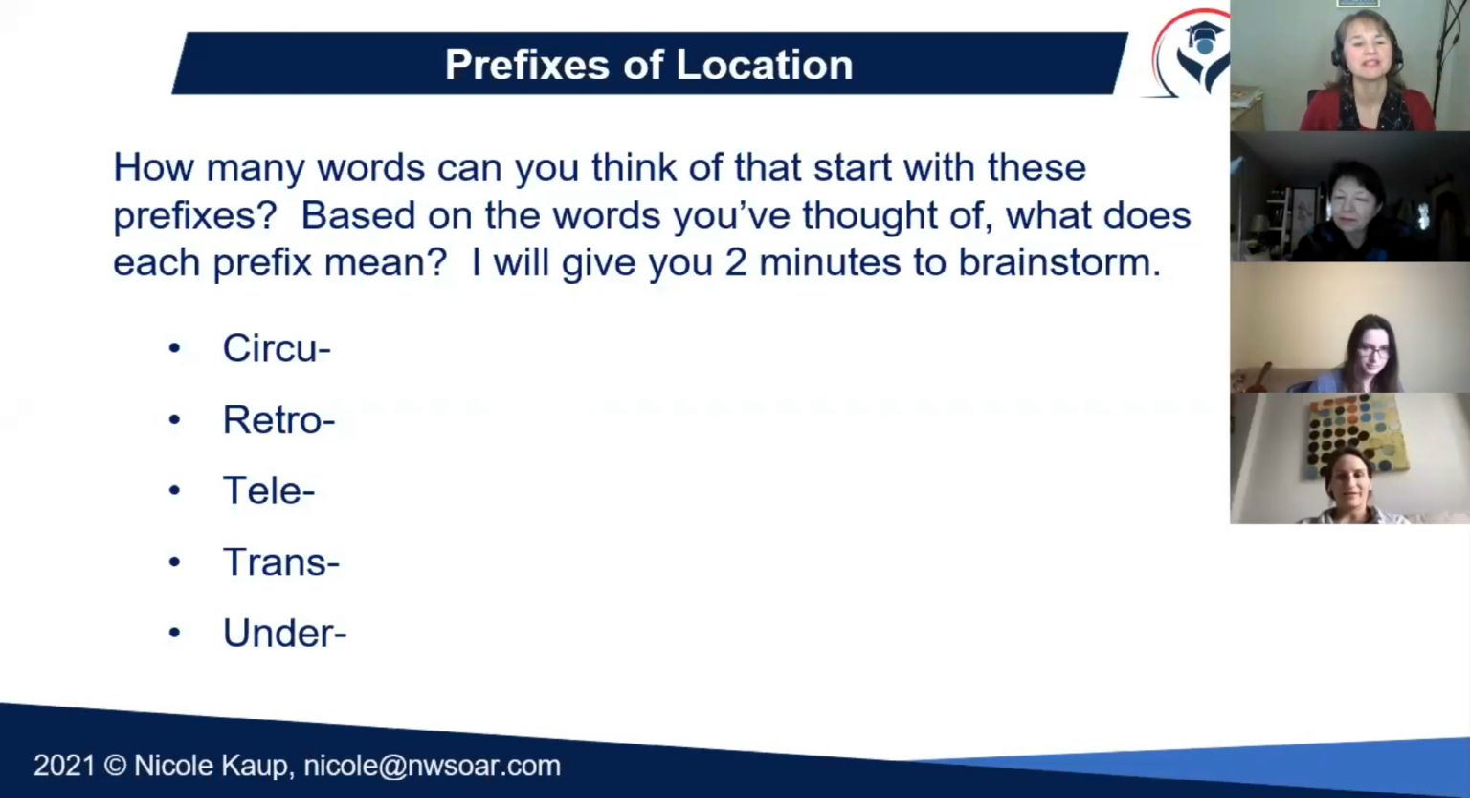Let's see. And under. Understand. I'm thinking under as in location. Underground. Yeah, I'm not sure if understand kind of fits into that. Underpass. Underdeveloped.